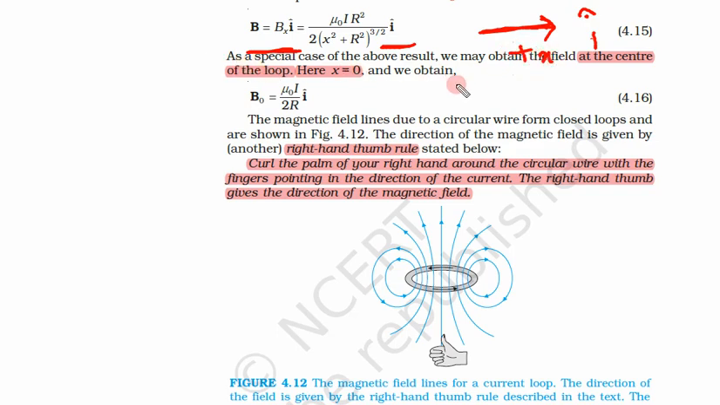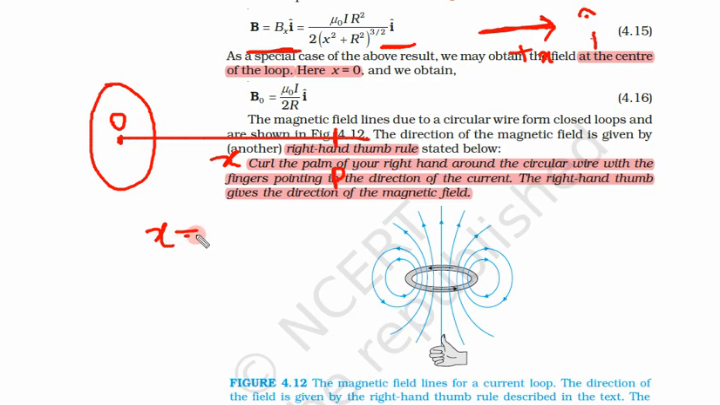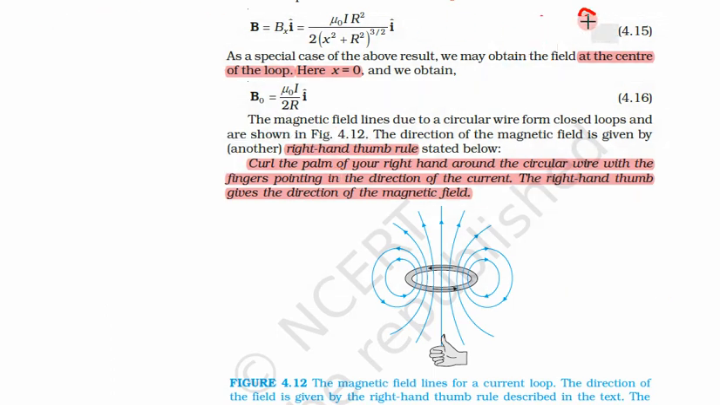Now let us take one special case. So this was the loop and we calculated at this point P. This was the origin of the loop and the distance of this point P was x. Suppose we want the magnetic field at the center. If P is at the center of this loop, then in that case x will be 0. So let me put that special case when x is equal to 0. So this x will cancel out, this will be 0.